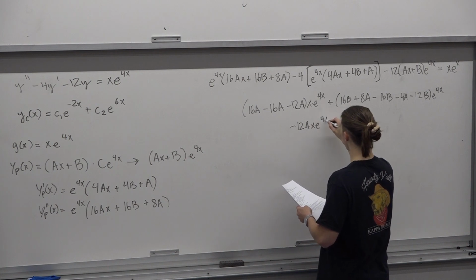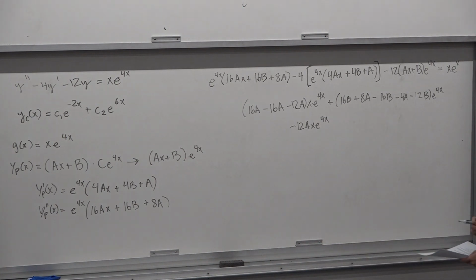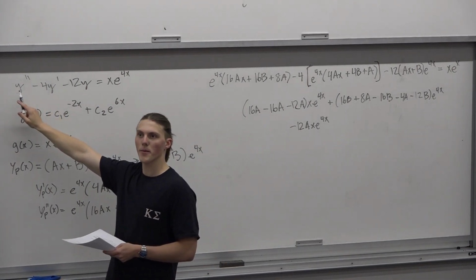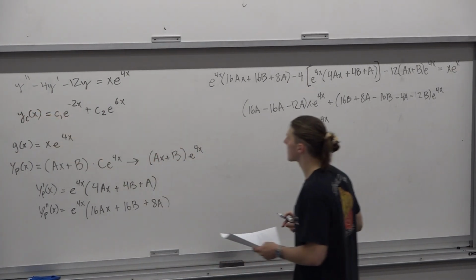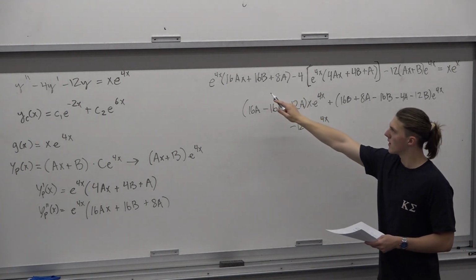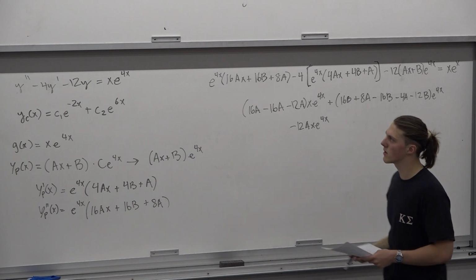Why did you take the second derivative of yp of x? Because we plugged it in for y double prime up here. Okay, so that's this term right here. Oh, you're plugging it back into the original equation. Yeah, plugging it back into the original equation.